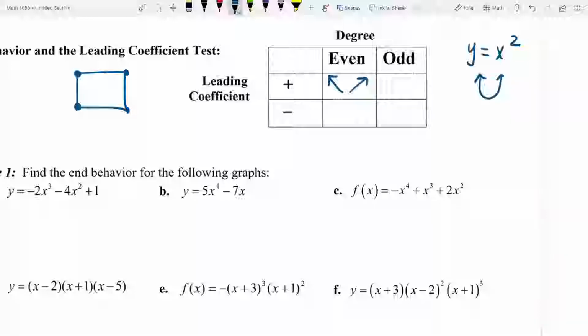What if your sign was a negative? Well, then it would take your parabola, and your parabola would be opening down.